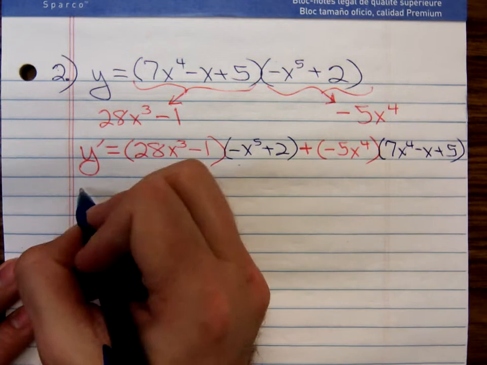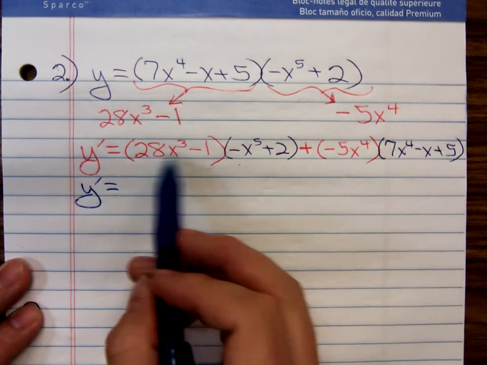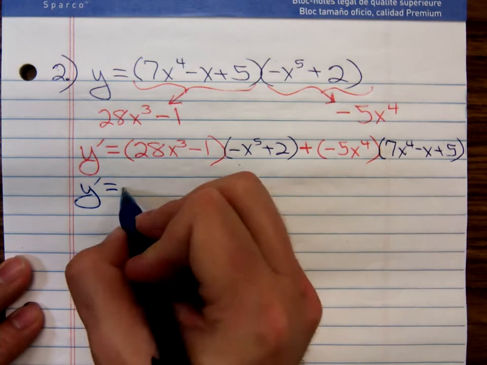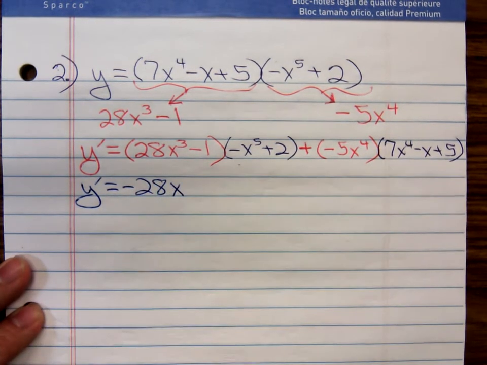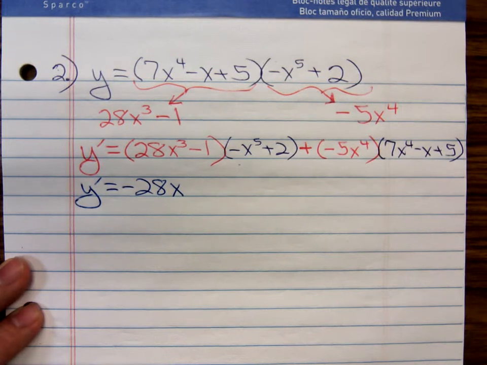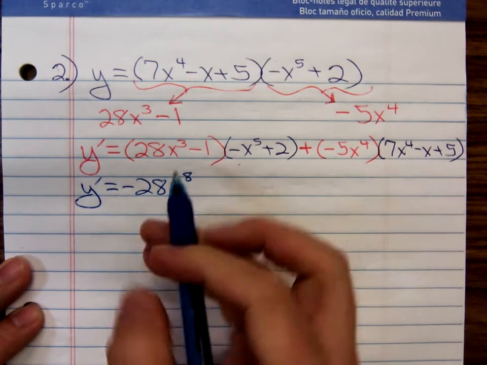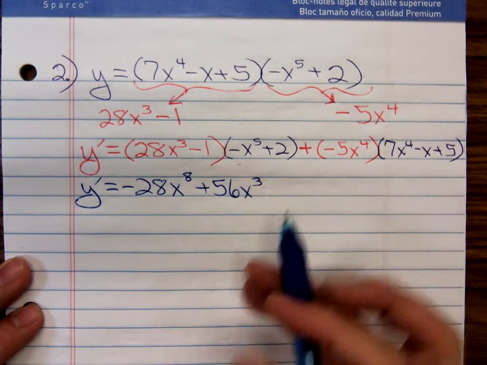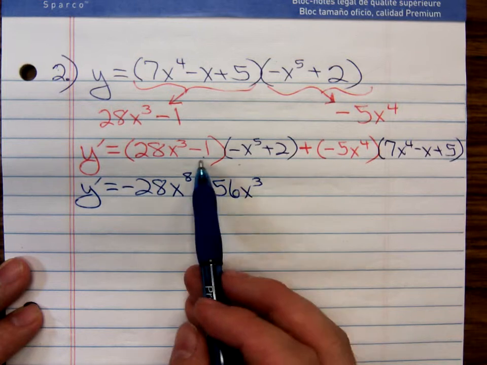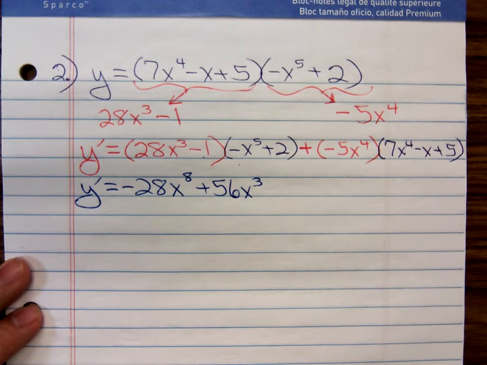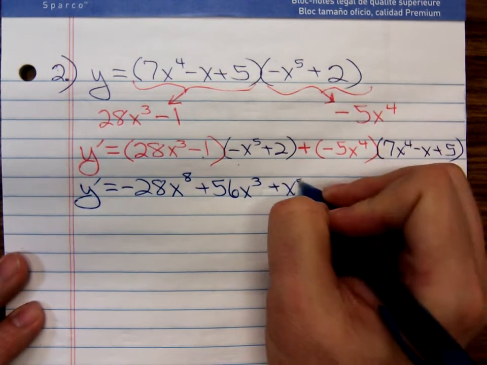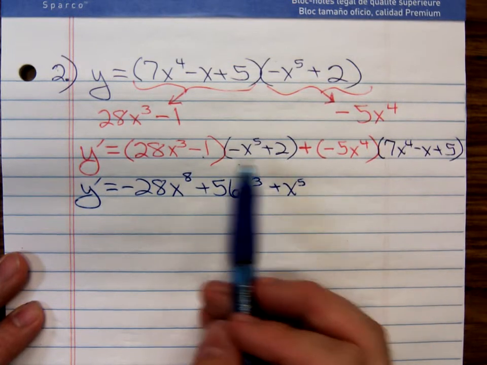We have y prime equals, foiling this out, 28x cubed times a negative x to the fifth. That's going to give us a negative 28. How many x's are we going to have? 8. Add in the 3 and 5, that's an 8. Outer, that's a plus 56x cubed. Inner, that'll become a positive 1x to the fifth. Last, minus 2, okay.